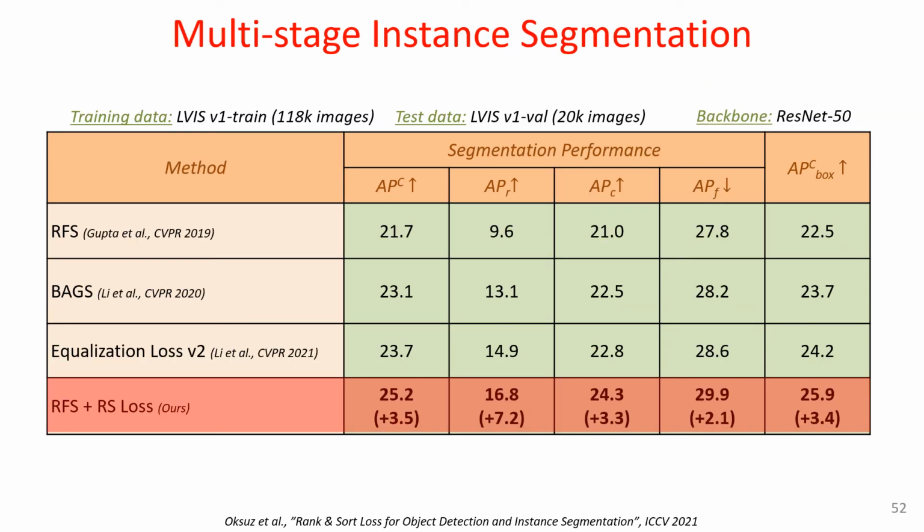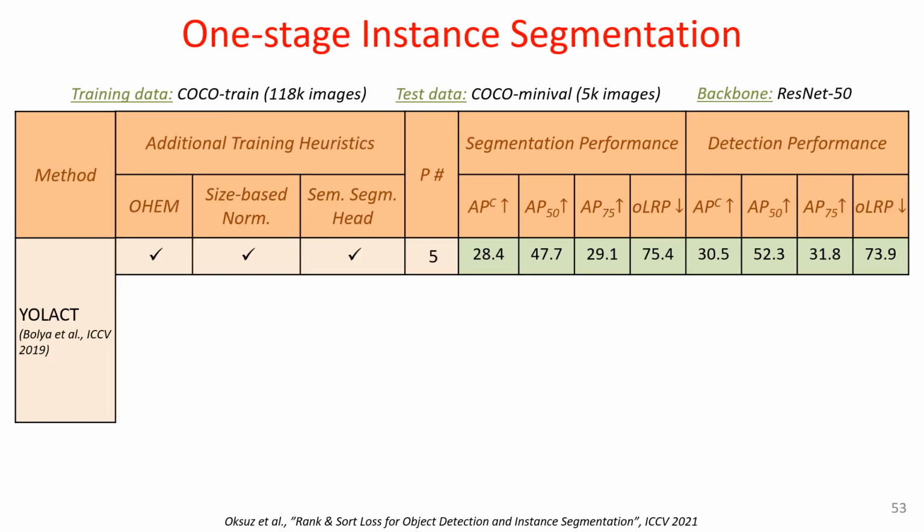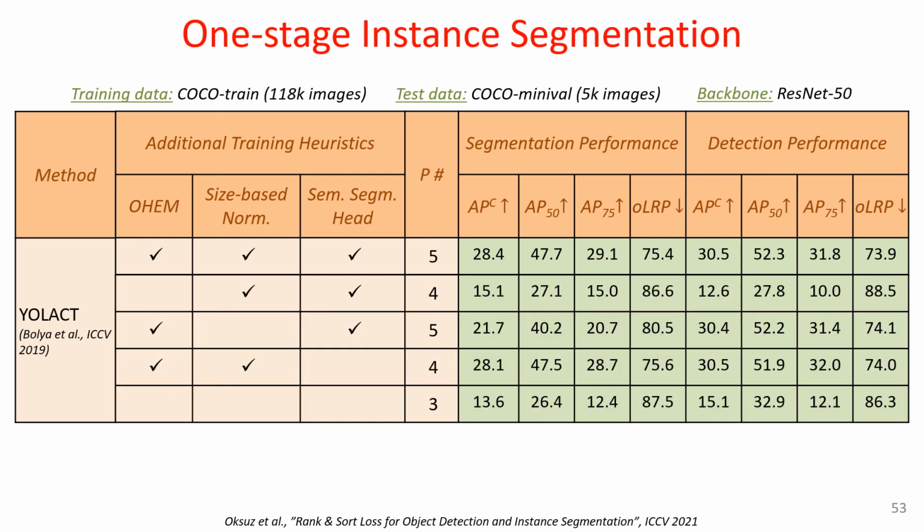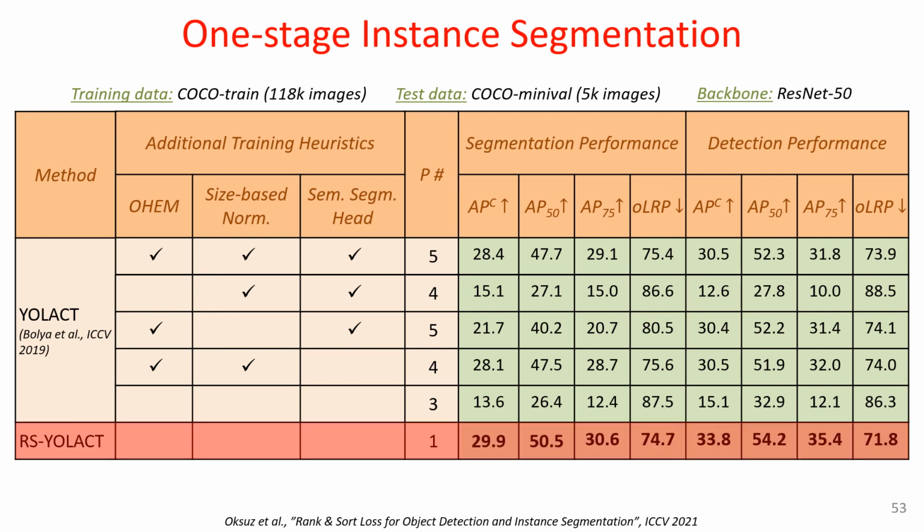As an example for multi-stage instance segmentation, training Mask R-CNN with RS loss on the long-tailed LVIS dataset improves the baseline by around 3.5 mask and box APs, especially the improvement for rare classes is notable, which is around 7 AP. As a one-stage instance segmentation method, YOLACT has several training heuristics and carefully tuned loss weights. Removing each of these training heuristics has a significant impact on the performance of YOLACT. However, without these heuristics or carefully tuned weights, YOLACT improves the performance.